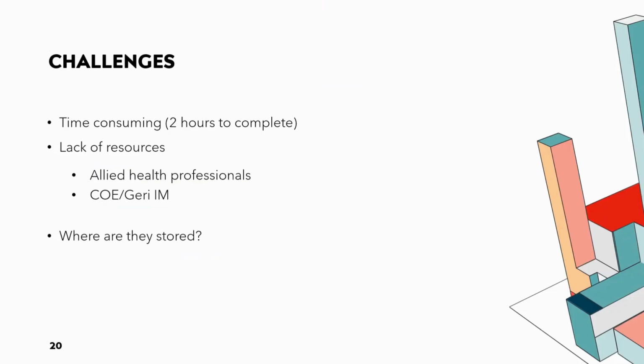So what are the challenges with the CGA itself? It's time consuming. It takes up to 2 hours to complete. As I mentioned earlier, a lack of resources. It's tough for one person to do these things. In a perfect world, you'd need allied health professionals with every family care team in every community, with every clinic. And then, of course, there's a lack of care of the elderly and geriatric internal medicine physicians and geriatric nurse practitioners who you can refer to, and they often have very long wait times.